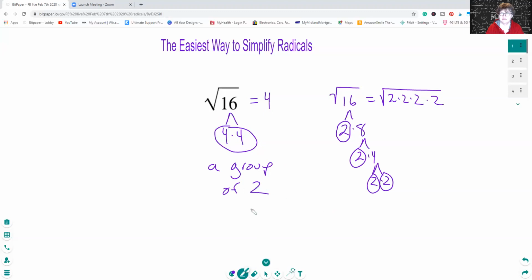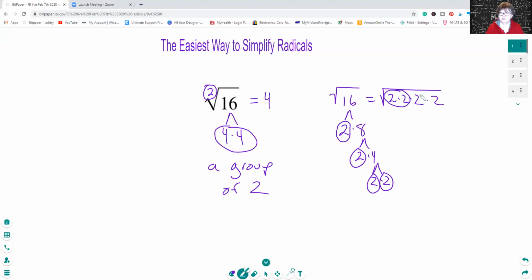Why? Because it's a square root. And even though they don't show the index here, the index is a 2. And that little index right there is the key to the easiest way to simplify a radical. That index will tell you how big your groups have to be. So now that I broke it down, I'm going to circle any groups of 2 I can make.